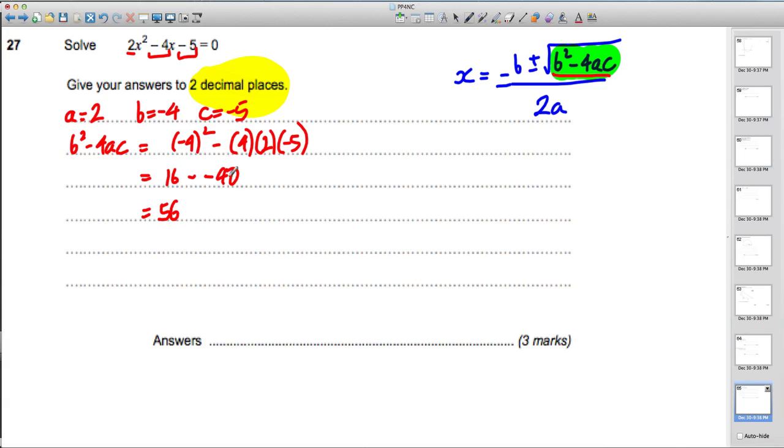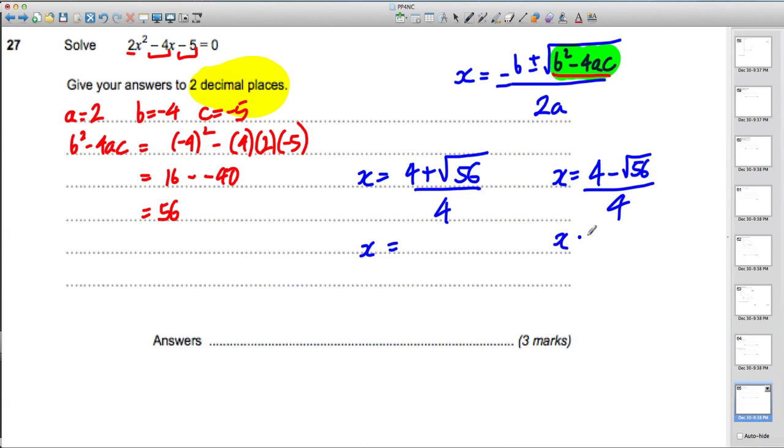Okay, so now we can just substitute in. X is therefore negative b on the one hand, so it would be negative 4, be plus 4, plus the square root of 56 all over 2a, which is 2 times 2 is 4. Or x on the other hand would be negative b again, be 4, subtract the square root of 56 all over 4. Now it's just a case of tapping those into your calculators and rounding to 2dp.